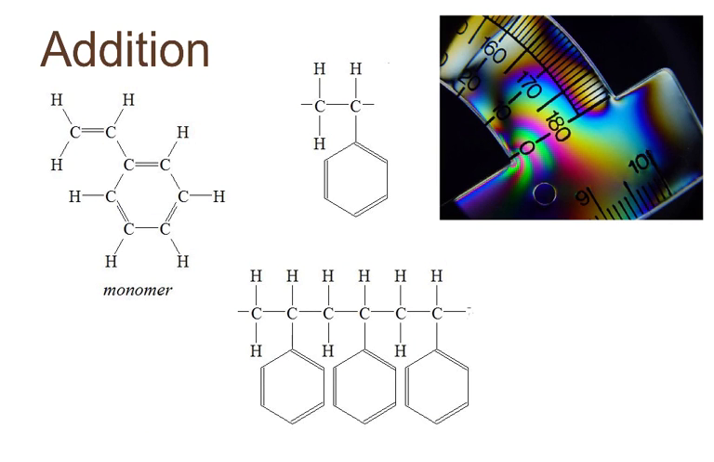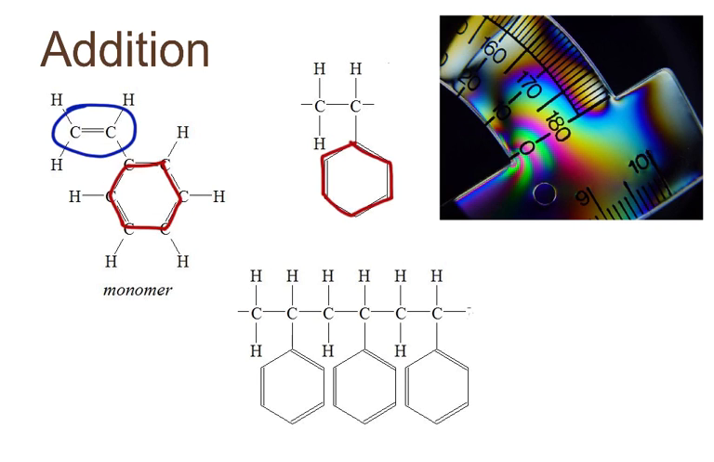Another addition polymer happens here when we have this molecule. So here's our double bond. But this time what we have is a benzene ring hooked onto our double bond. So to show this in an easier format, here's our benzene ring.